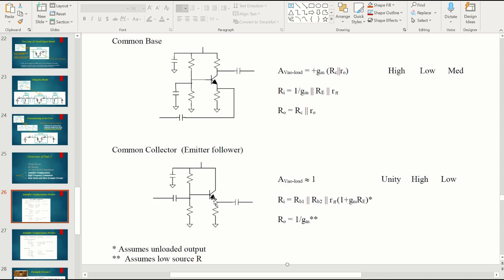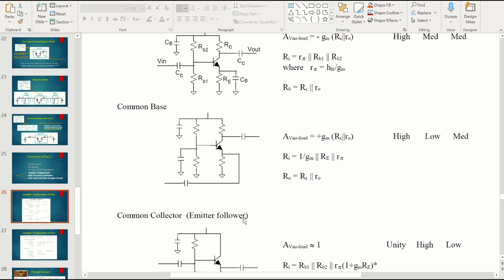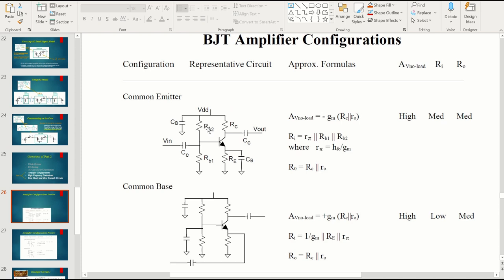Signal comes in on the base, goes out on the emitter. That's how we recognize what's a common collector configuration versus the common base versus the common emitter. It's where the input signal comes in, where the output signal goes out.